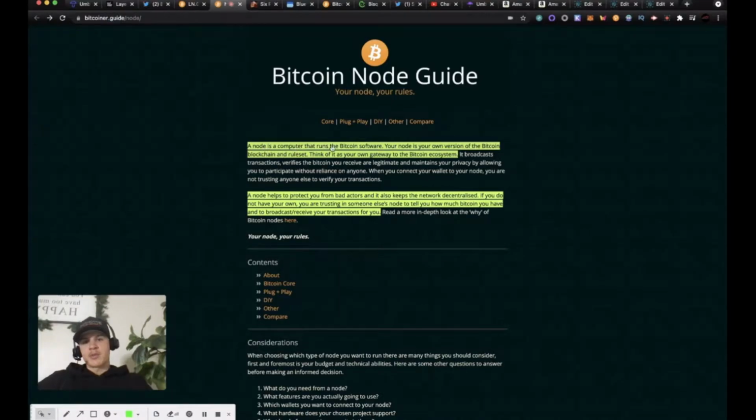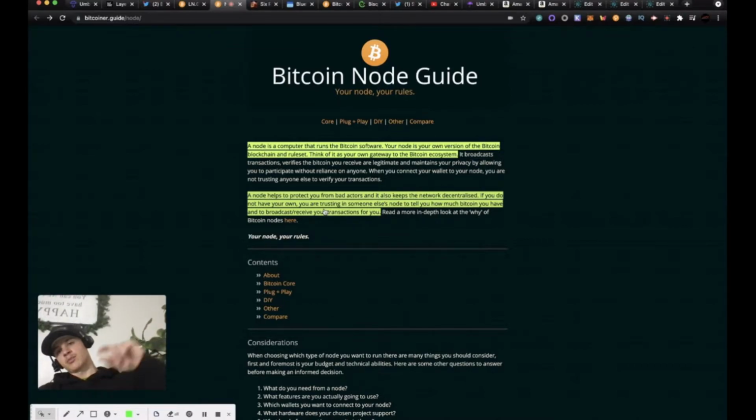A node is a computer that runs the Bitcoin software. Your node is your own version of the Bitcoin blockchain and rule set. Think of this as your own gateway directly to the Bitcoin ecosystem. A node helps to protect you from bad actors and also keeps the network decentralized. If you do not have your own node, you are trusting someone else's node to tell you how much Bitcoin you have and to broadcast and receive your transactions for you.